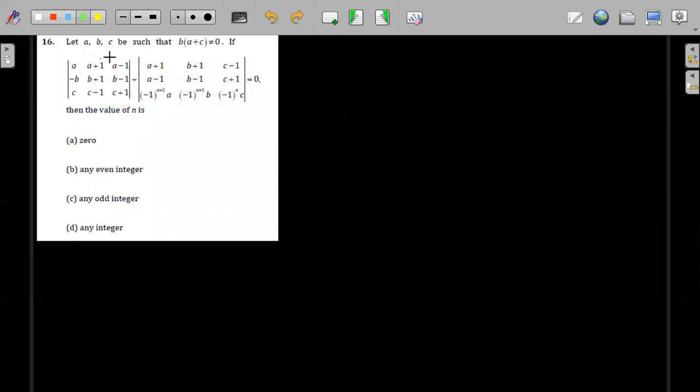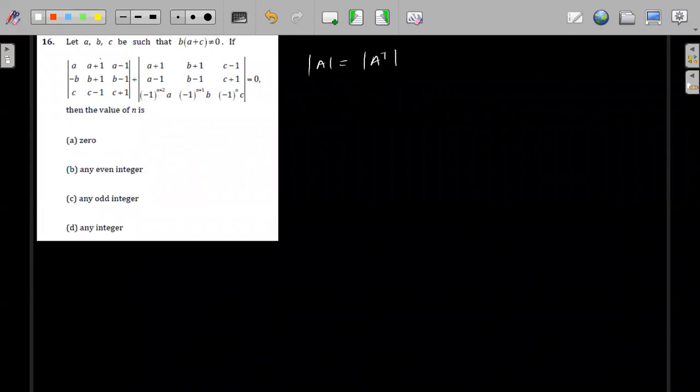So I'll take the transpose of this second one. If I take the transpose, because we know the determinant of A is also equal to the determinant of A transpose. This is a property, so we can use it.